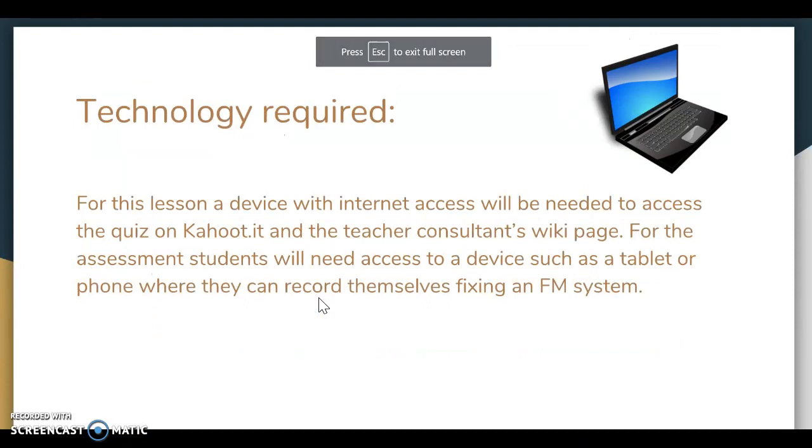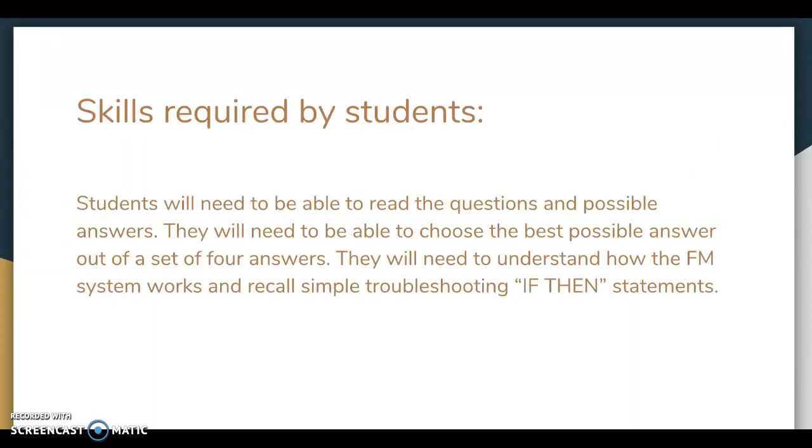For this lesson, the student will need internet access again, and also a device. The teacher will probably be my ally in recording them fixing the FM system or just saying that yes, they were able to fix it. The students will have to be able to read the questions and answers on Kahoot, and choose the best answer. This is going to be a little bit harder for my younger students who are a little impulsive and may not want to take the time to read each question. They'll have to understand how the FM system works and use their if-then chart to help them out.